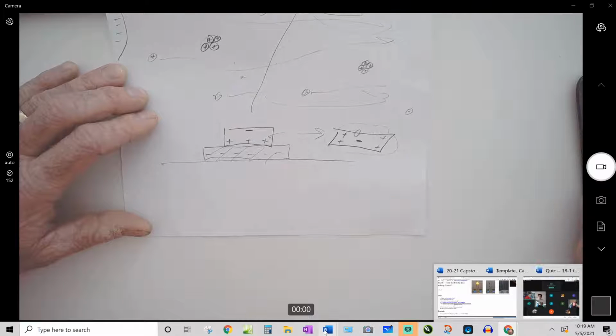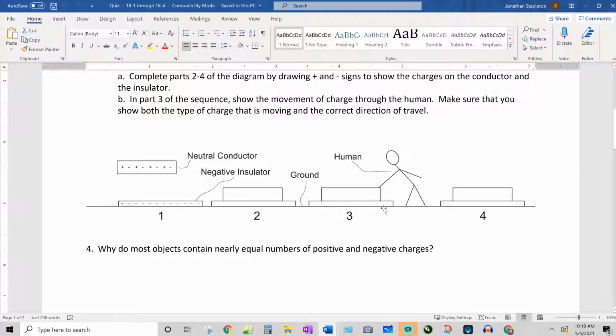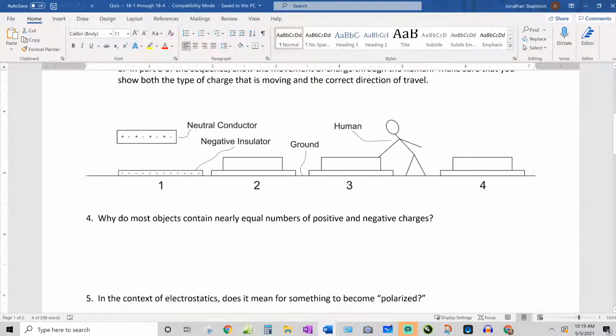So let me go back. I keep clicking the wrong places. Going back to this, sequence 3 shows the movement of charge, so the movement's going into the person. So we're good there. All right, so that's pretty much that one.